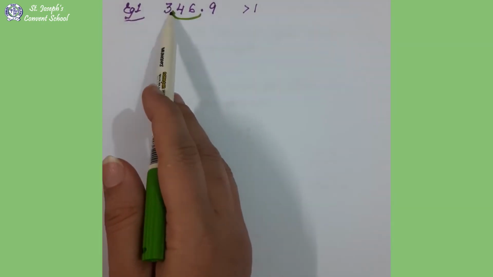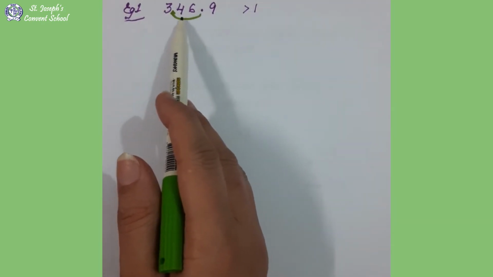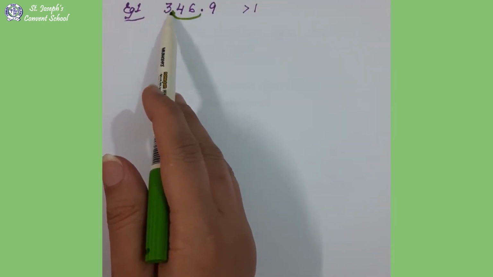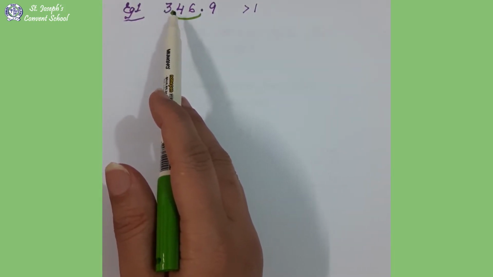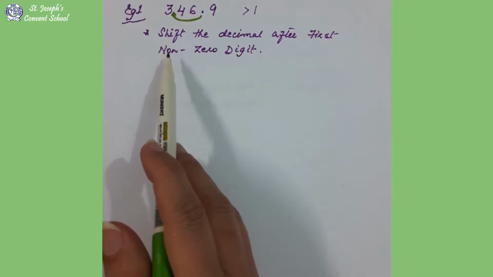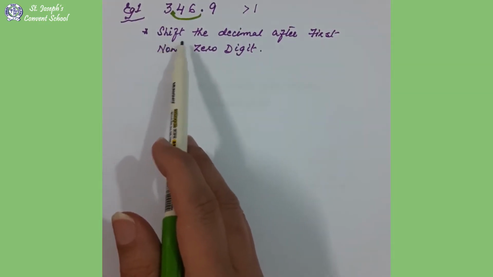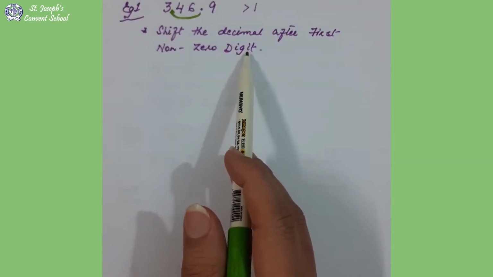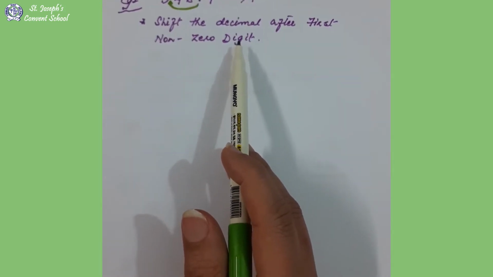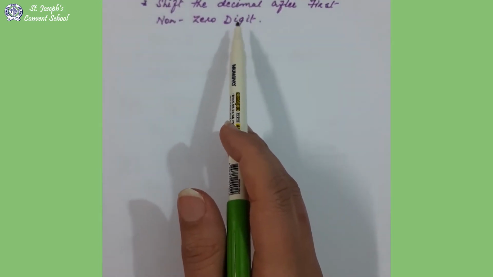So this is the first non-zero digit, so from here till here you will shift the decimal. Okay, remember this, how to shift the decimal. Now this I'll write it also. I have written this: shift the decimal after the first non-zero digit. Okay, after shifting it, what we do, we write the characteristic.